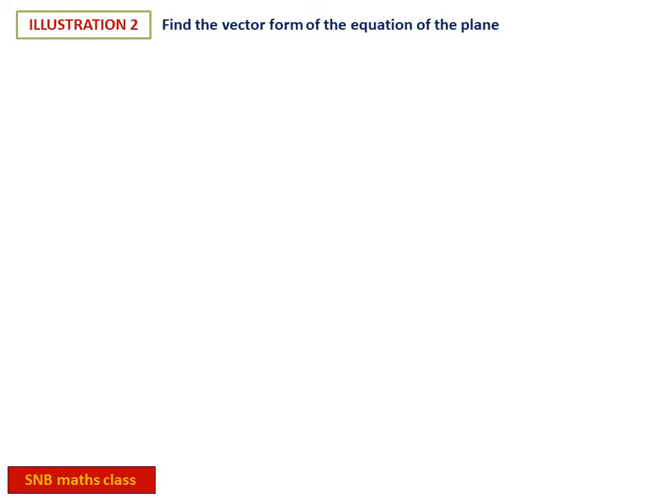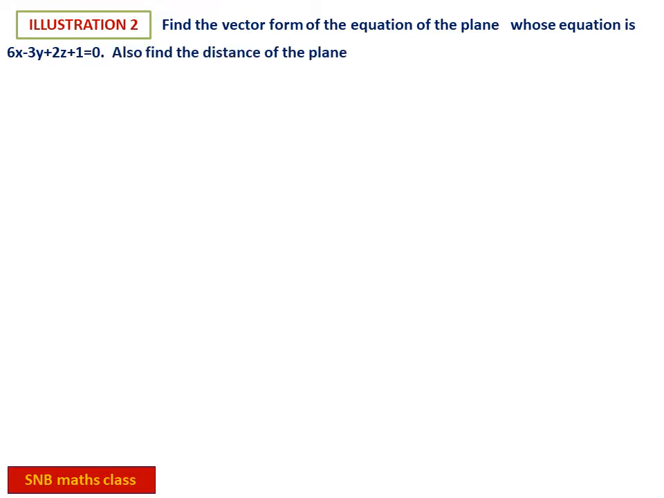Second example, find the vector form of the equation of the plane whose equation is 6x minus 3y plus 2z plus 1 equal to 0. Here the Cartesian equation is given. We have to convert it into a vector equation. Let us see how we can do it.